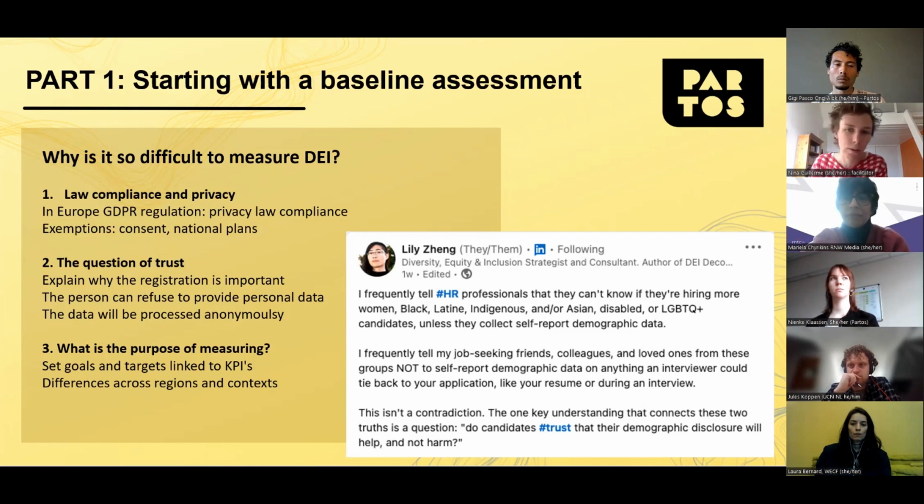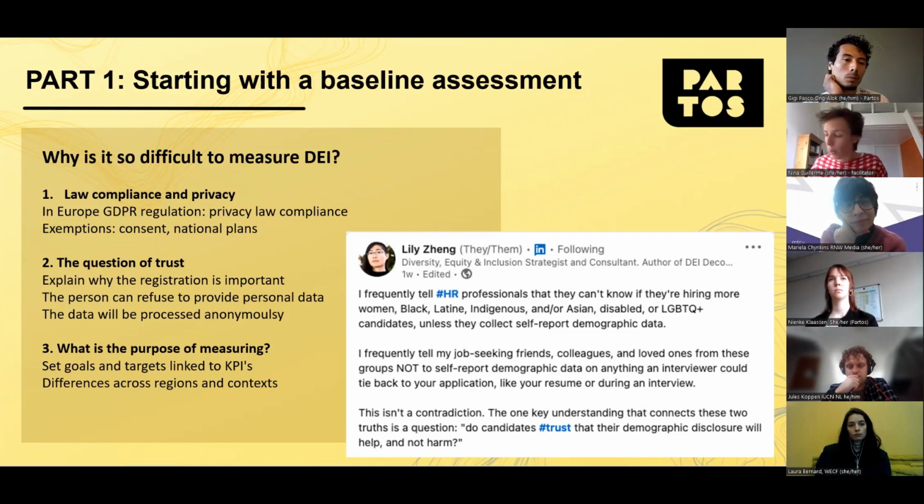So the argument of we actually cannot gather data because of the law is partly something you can respond to, and I will give you at the end of this workshop a lot of resources to understand how the law works, especially in the Netherlands, but also in the European context, and how to get the sense of an exception.